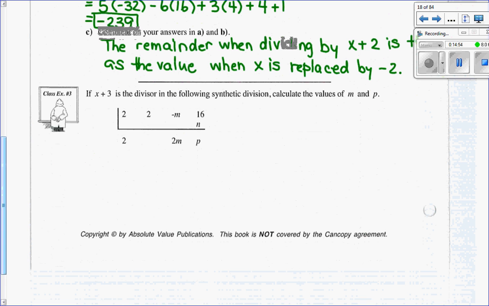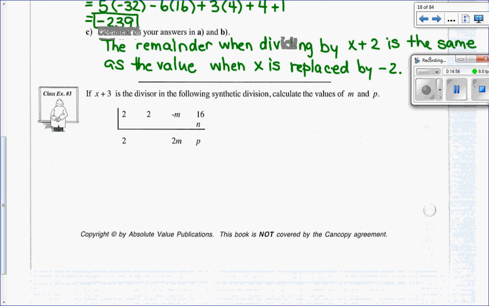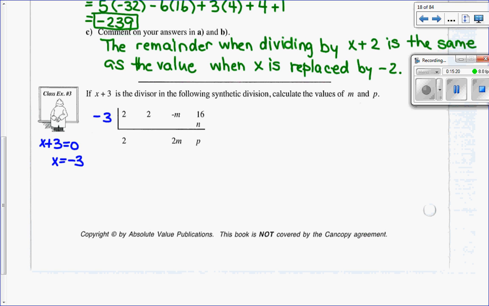Class example number 3. If x plus 3 is the divisor in the following synthetic division, calculate some missing values, m and p. Okay, so we would just put x plus 3 equal to 0. So really that means x would be negative 3. Okay, so we put a negative 3 out here. Okay, we're going to bring down the 2.